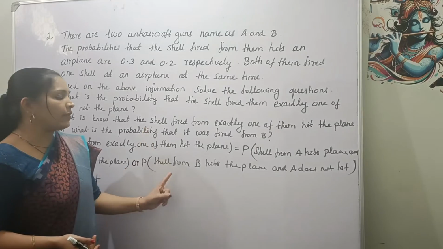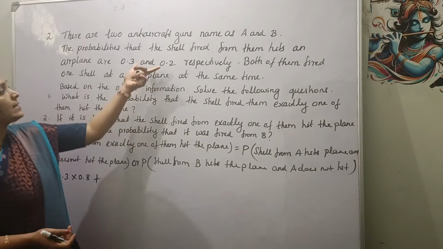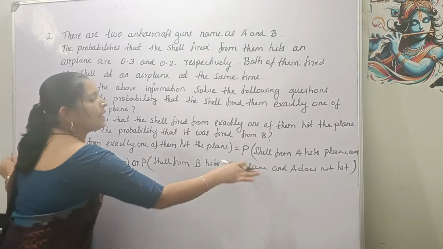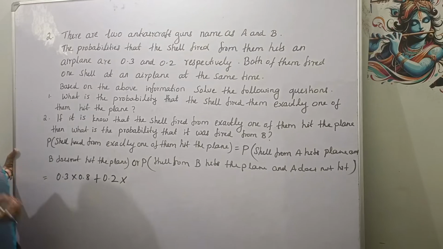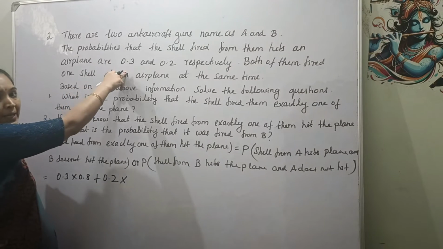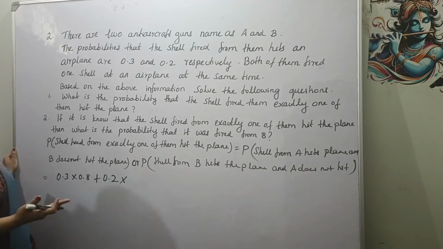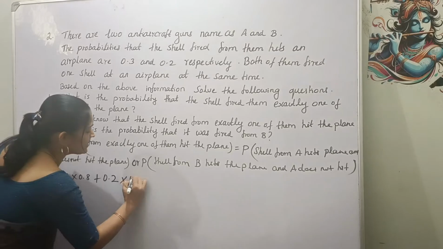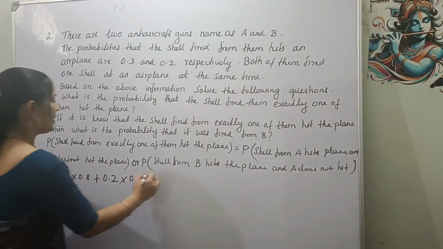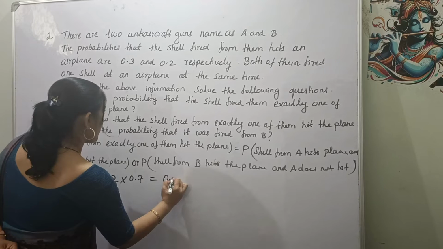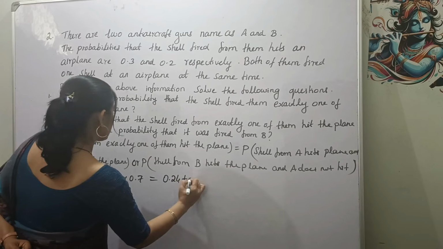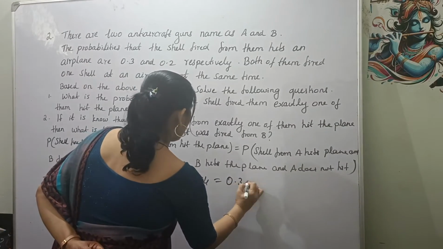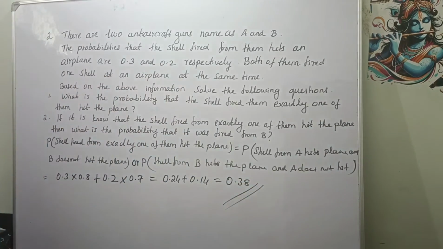That is, probability of a shell from B hits the plane is 0.2, into, here A does not. We have probability of a shell from A hits the plane is 0.3, and A does not means its complement, right? So the complement is 1 minus 0.3, that is 0.7. That is equal to 0.24 plus 0.14, that is equal to 0.38. It is the required probability.